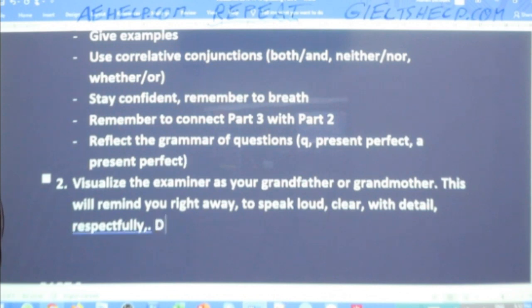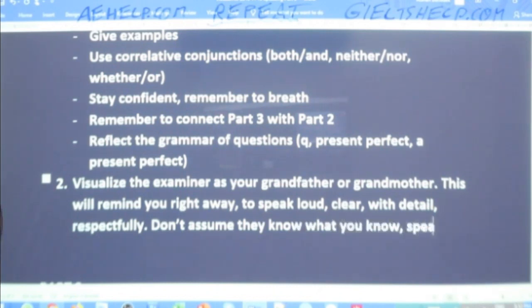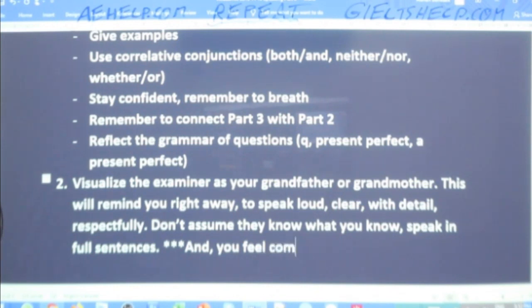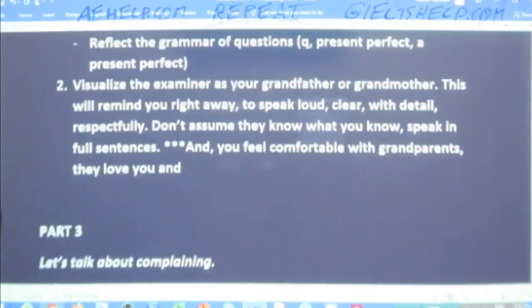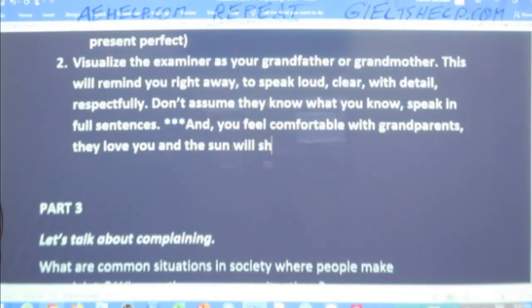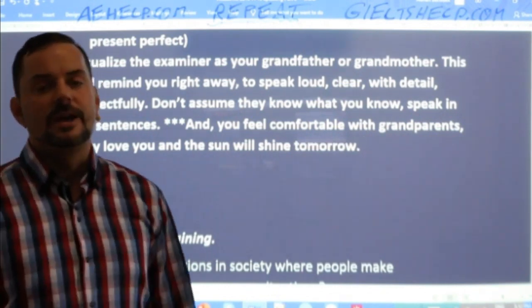Don't assume they know what you know. Speak in full sentences. And, of course, you feel comfortable with grandparents. Most of us. They love you, and the sun will shine tomorrow. It will help you to be a little bit more comfortable, okay?